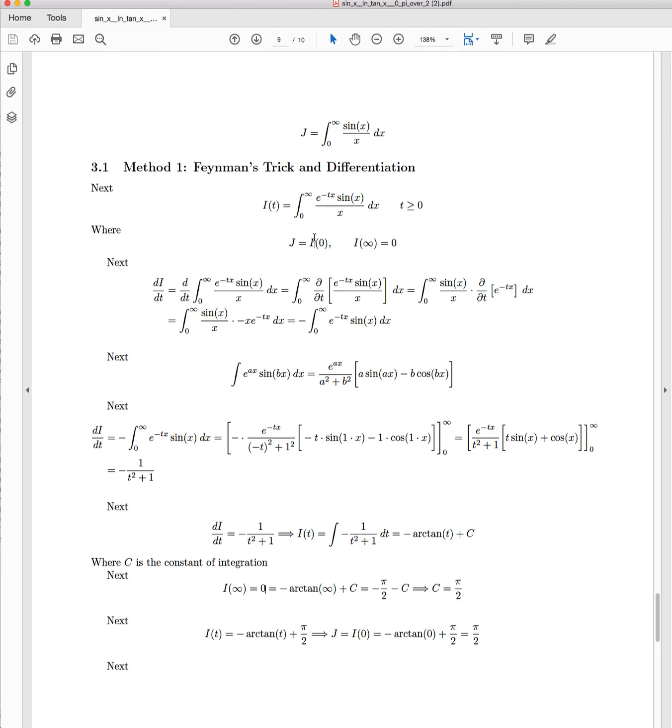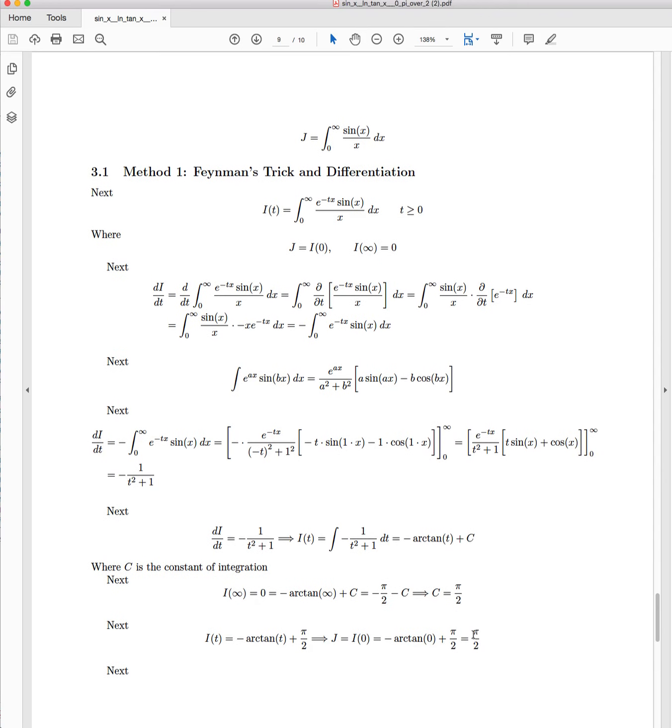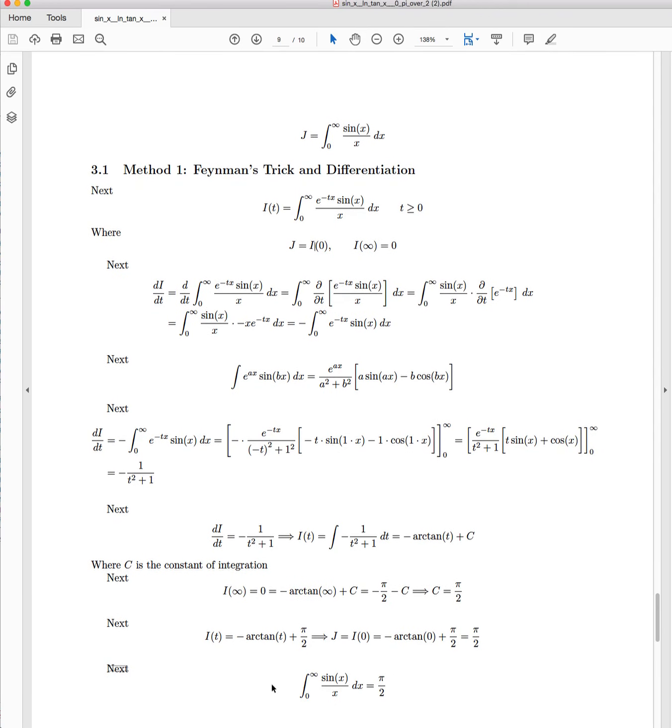Anyway, we know, as we had before, that J, our original integral that we want to resolve, is evaluated when I is evaluated at 0. So we have J, which equals I of 0, is equal to negative arctan of 0 plus pi over 2, that's our function here. Arctan of 0 is just equal to 0, so therefore negative 0, which is 0, plus pi over 2 is equal to pi over 2. And so therefore the integral that we wanted to resolve at the beginning, J, the integral from 0 to infinity of sine of x over x dx is equal to pi over 2. Okay, great. So that's our first method.